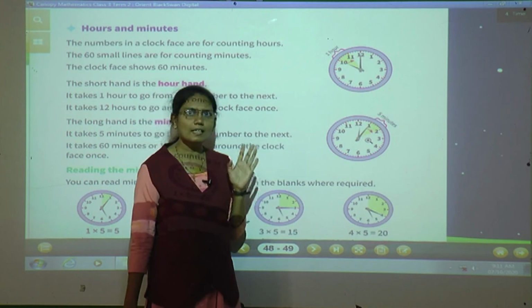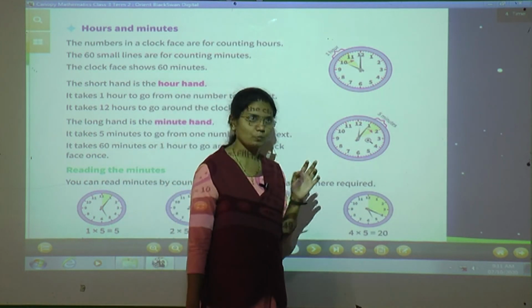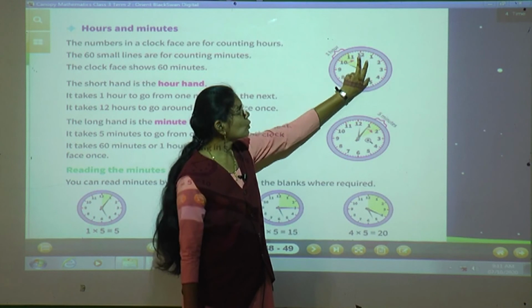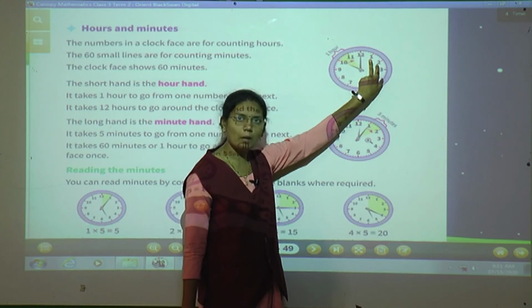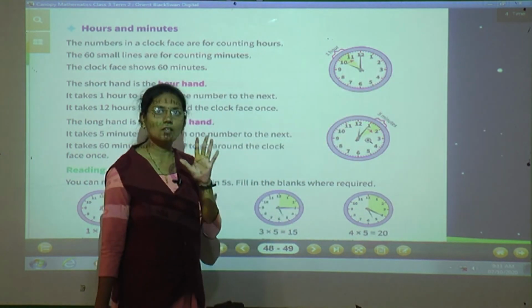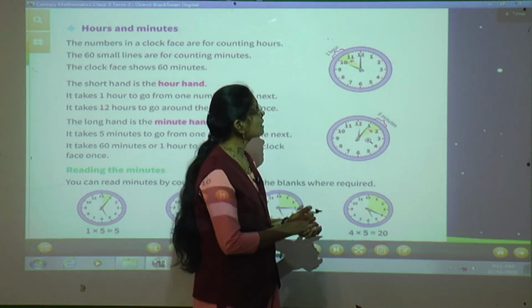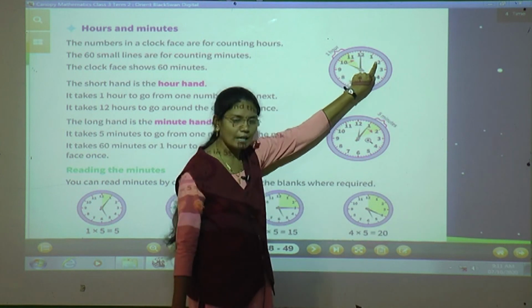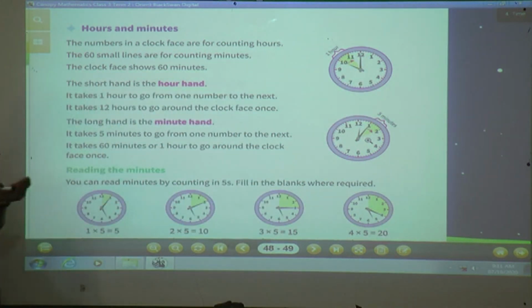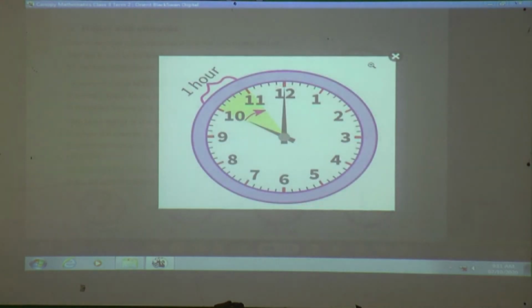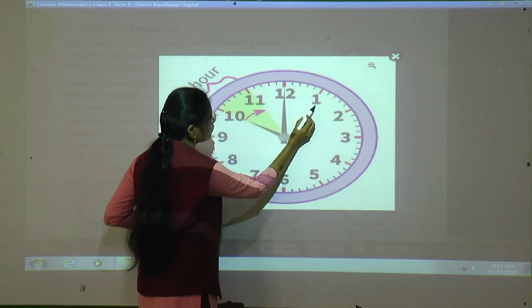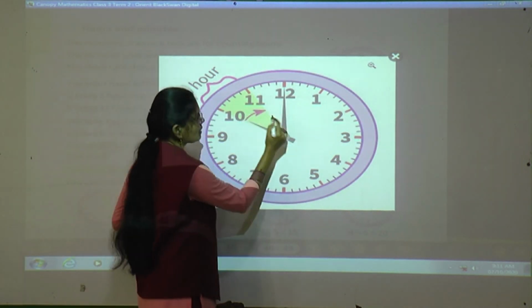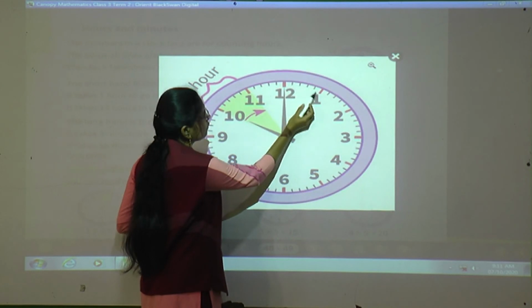Okay, how many lines are there? 60 lines are there. Okay, here in between two numbers, see here from 1 to 2, in between two numbers there are 5 small lines. Okay, how many lines are there? There are 5 small lines. And in the whole clock total there are 60 small lines. Now here you can see, we will see one by one. See here from 12 to 1. How many small lines can you see? Count here, 1 2 3 4 5.